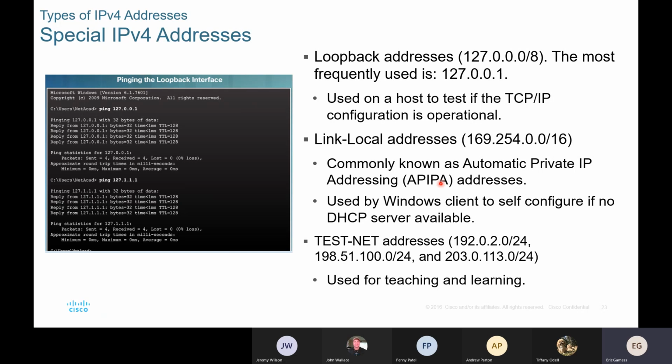So when you have a DHCP client that tries to reach a DHCP server on the network, and there is no DHCP server, the Microsoft Windows operating system will choose a random IP address in this range and will assign it to the computer. With this IP address, the computer can communicate only locally with other devices that also have an APIPA address.